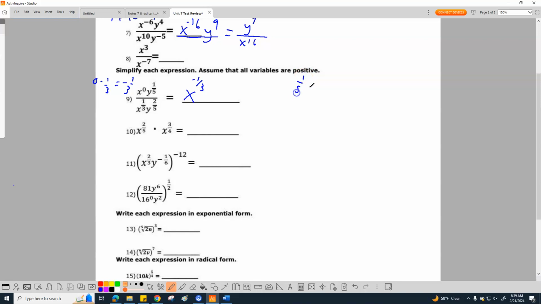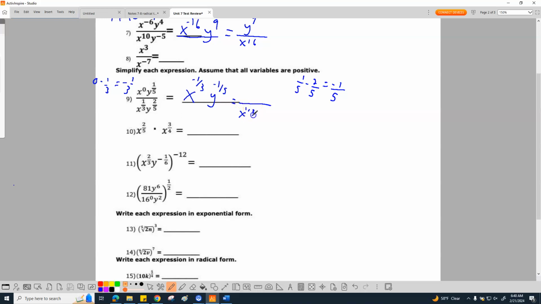1/5 minus 2/5. The rules are you have to have a common denominator, which we already do. So for addition and subtraction, we have the common denominator. 1 minus 2 is negative 1. So I end up with y to the negative 1/5. And now we both have negatives. We don't like that. So it's going to get moved to the bottom.